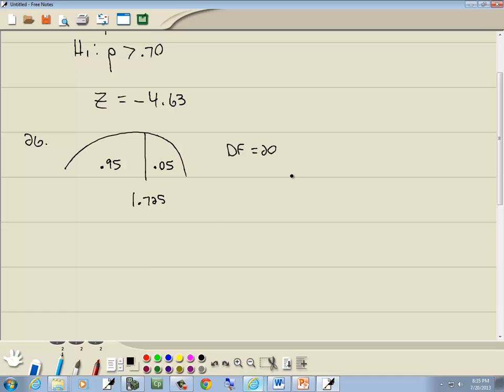Now, if we had been dealing with a left tail, like if we had that same setup, but 0.05 was over here, they told us it was left tail, this would still be 1.725. That doesn't change, but if it's on the left side, it becomes negative. That's the only difference when you're using that table. If the critical value is on the left side, it's always negative. If it's on the right side, it's always positive.